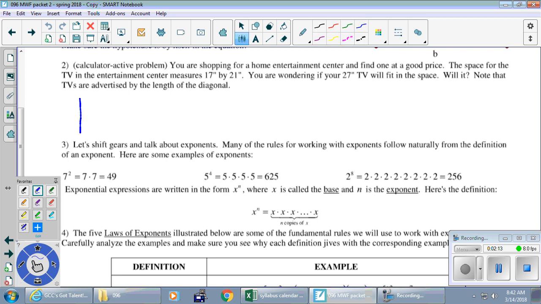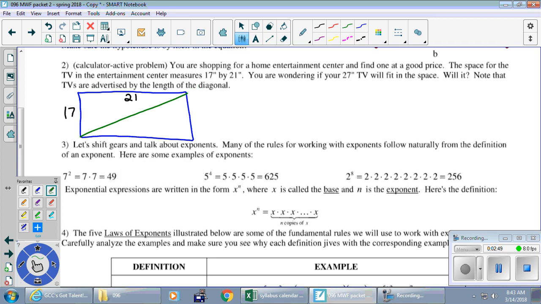So let's go ahead and draw a rectangle. This is going to be the space in the entertainment center. And we're given that the dimensions are 17 by 21. So 17 here, 21 here. And we're trying to figure out, we're on page 3, trying to figure out if our TV will fit. And it's called the 27-inch TV, but that 27 inches is the diagonal of the TV. And so it sure feels like I should draw the diagonal inside of my rectangle. So let's draw that diagonal right there.